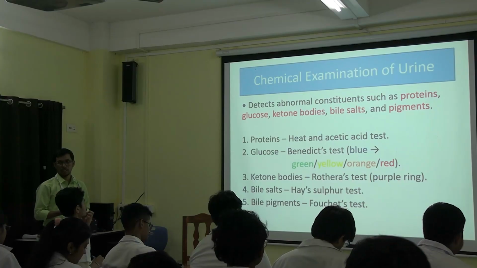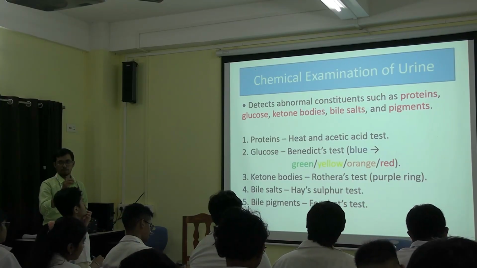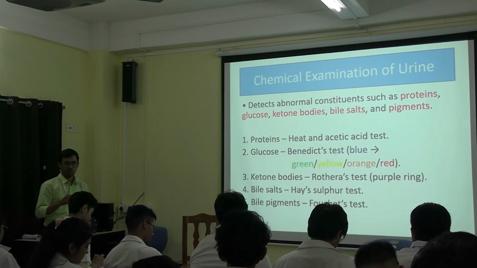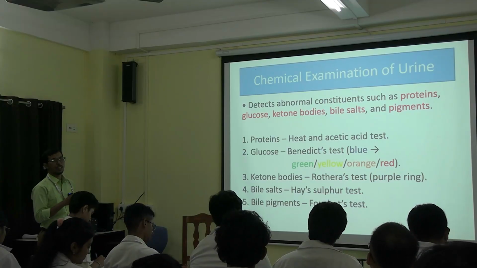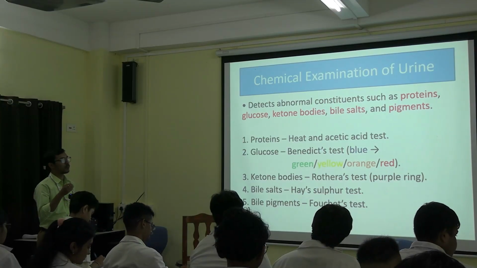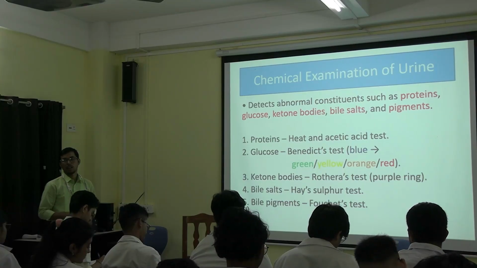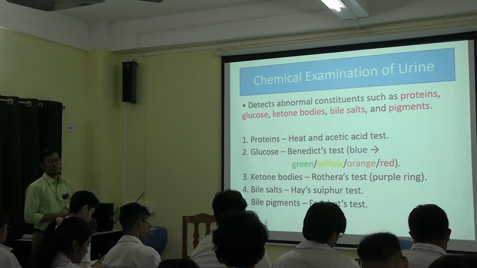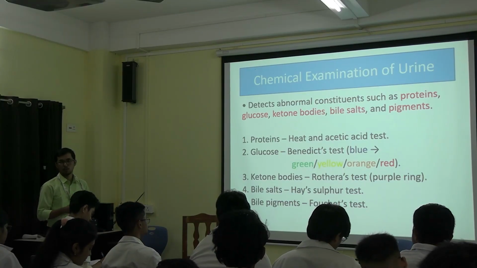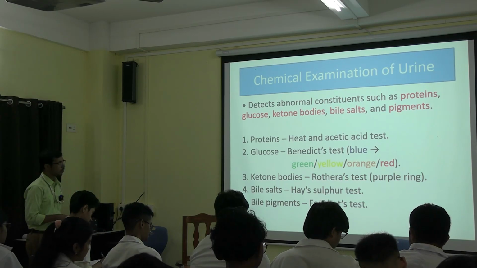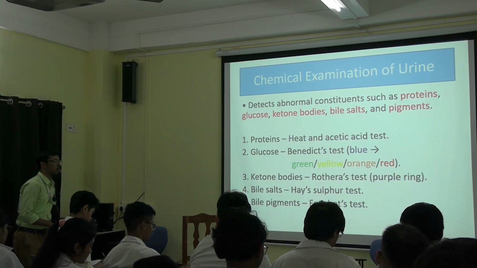If protein is there, then it will form a coagulum. Okay, it will precipitate. And then if you are still confused, we add a little bit of acetic acid to make it slightly acidic, where if protein is present, the precipitate will be more dense. Then for glucose, we do the Benedict test.